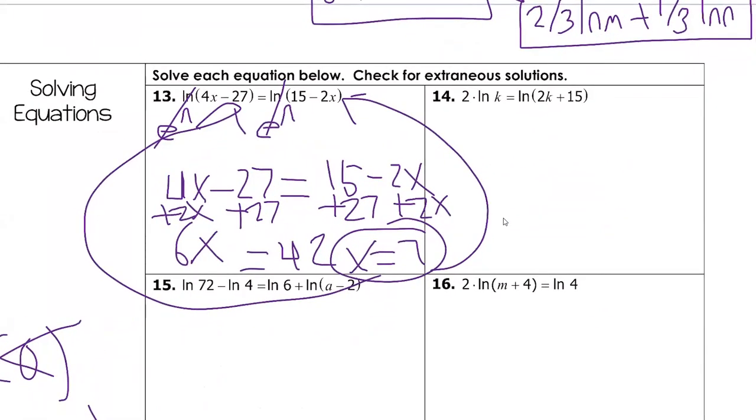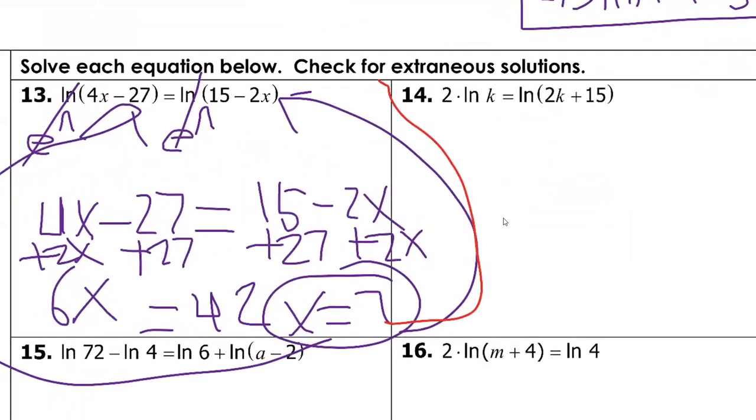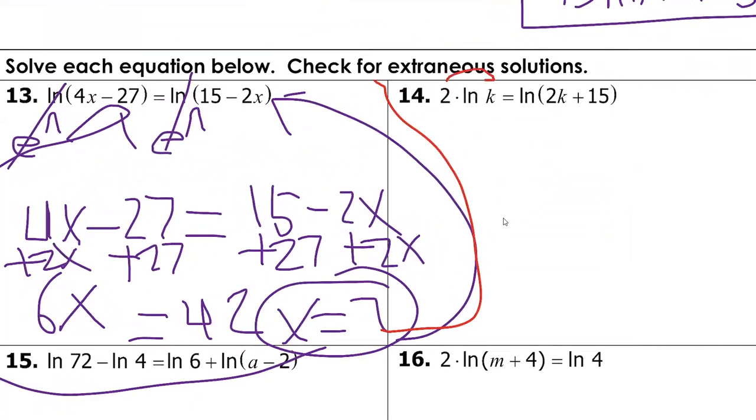Number 14 is a pretty similar idea. I'm going to use a different color. The only thing is, before you cancel out your logs, just remember this coefficient in front, you can raise that as a power. So this would really be k squared.